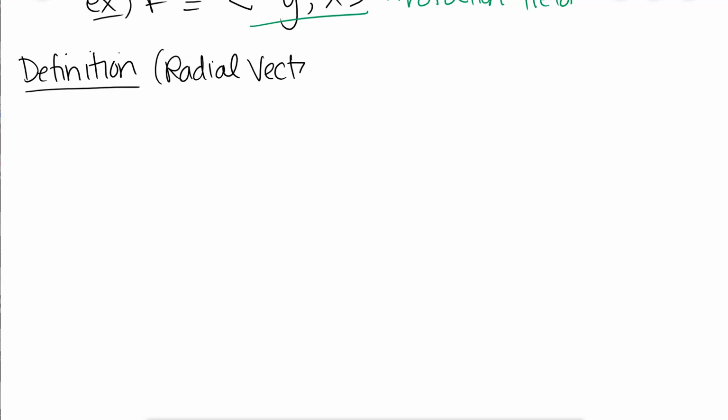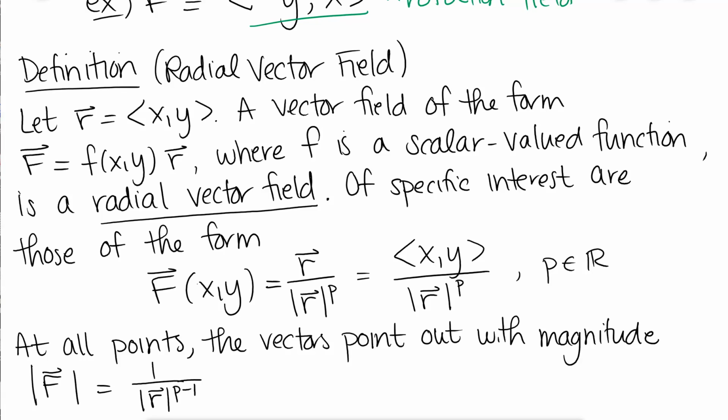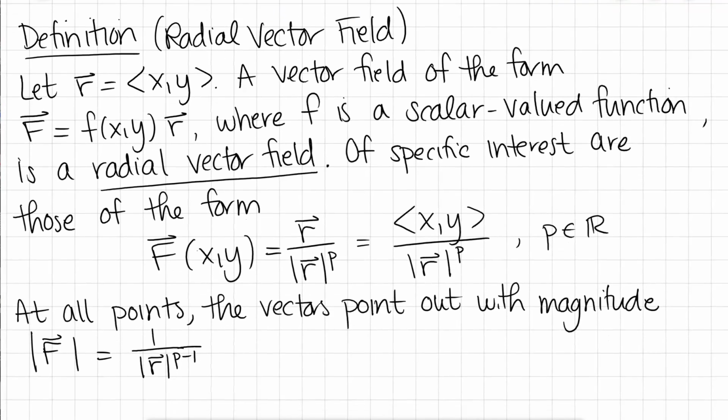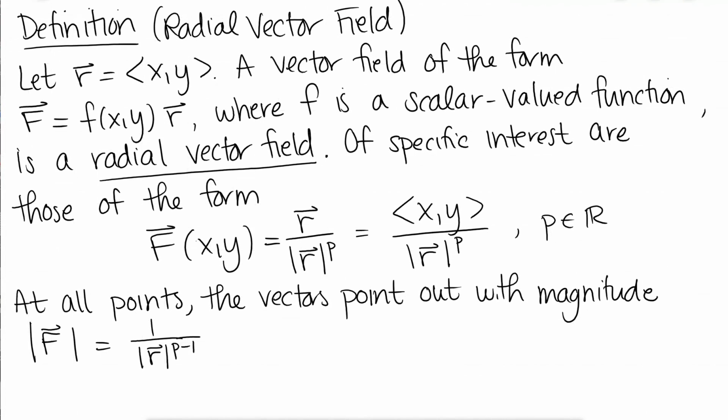I'll just pause it really quick while I write down the definition. All right, so here's the definition of a radial vector field. Let r be just the regular old position vector, which basically corresponds to whatever point you're at. A vector field of the form F(r) = f times r is the general form for a radial vector field, where f is a scalar valued function, meaning it doesn't spit out vectors, it just spits out a number. This is called a radial vector field.